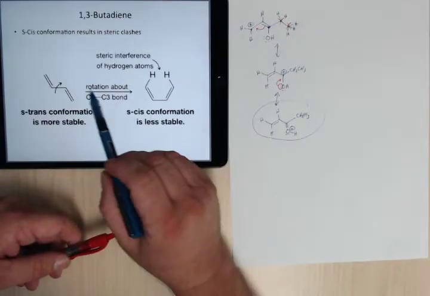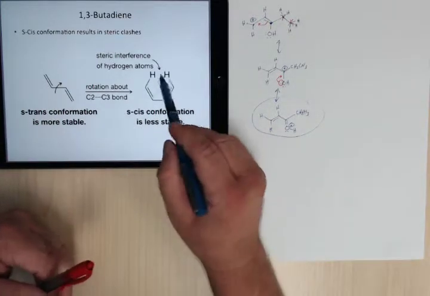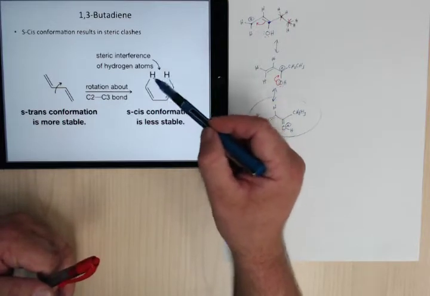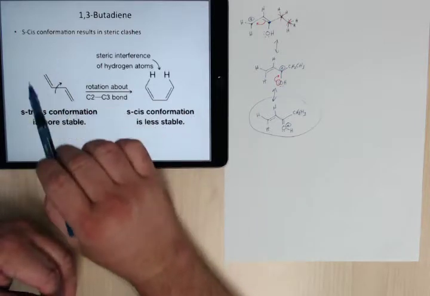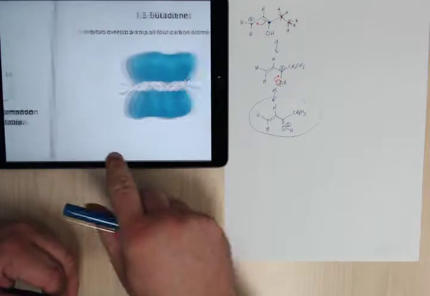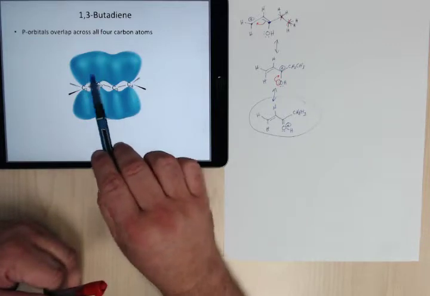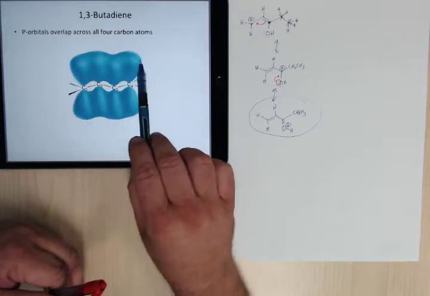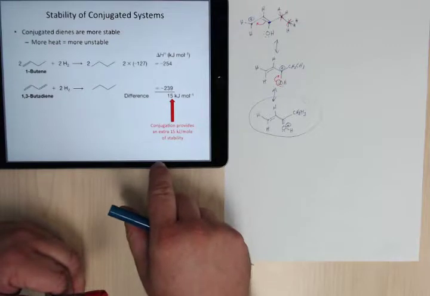Now, getting into the s-cis, you're going to have to pay a penalty, because when they're in this conformation, these two hydrogens are going to knock heads. They're going to be hitting each other. So it's probably going to want to spend a lot more time in this configuration. Now, don't forget that all four of these carbons have p orbitals, so they're all going to align and smear into each other, overlap.